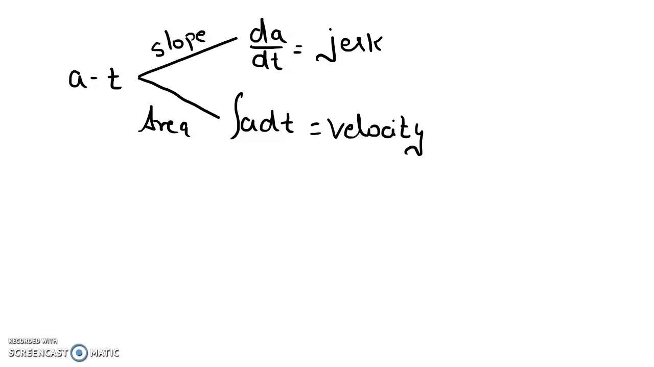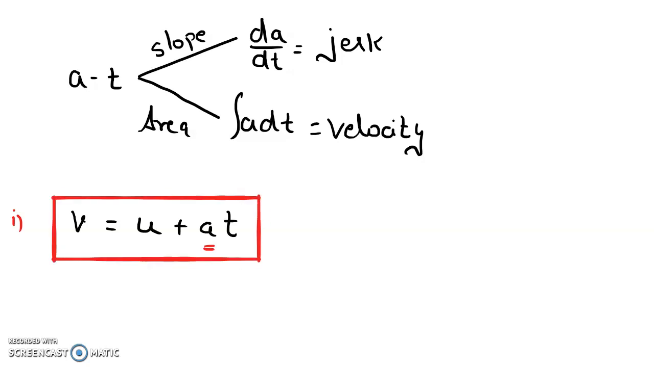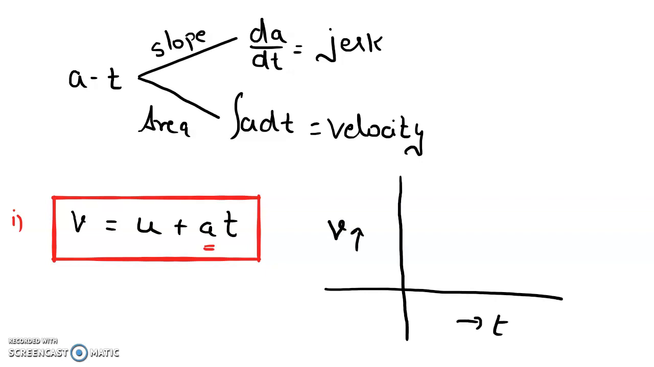First of all, for the equation of motion, v equals u plus at, we can use the equation of motion only when the acceleration is constant. So this is constant. How do you think the graph of velocity and time would be? It would always be a straight line. The graph of v versus t would always be a straight line.